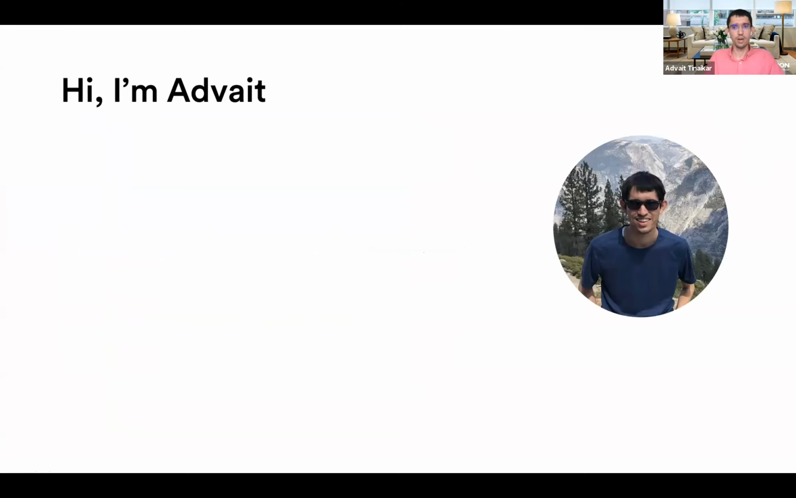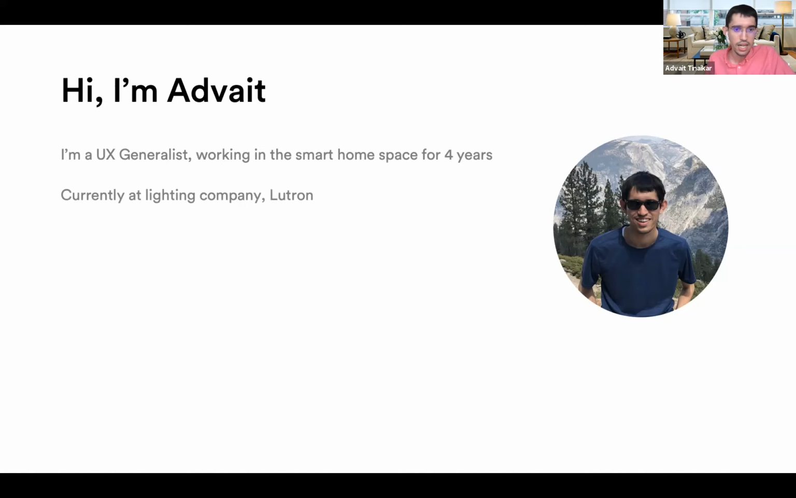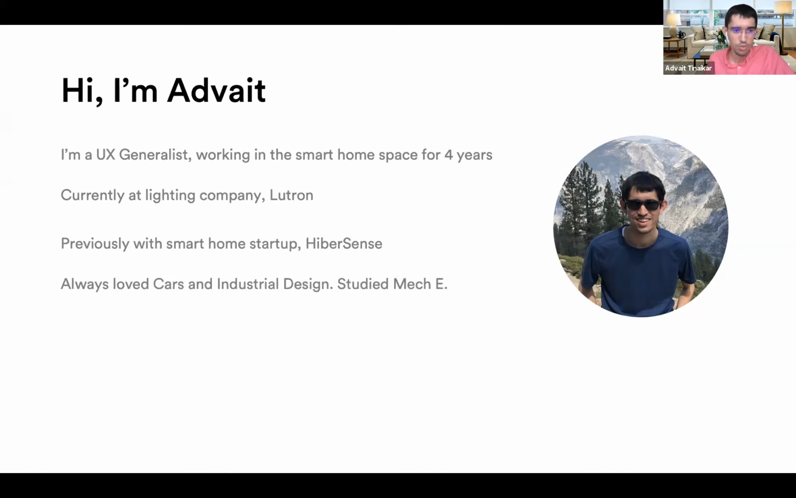A little introduction about myself. So you can see me as a happy camper there with Yosemite in the background. I'm a UX generalist, have had the opportunity to lead both research and interaction design projects over this past 4 years. And primarily, I've had the opportunity to work in the smart home and IoT space, currently at lighting company Lutron, where we build a range of smart dimmers and smart lights, and previously had a short stint at a smart home startup called Hypersense, which was reimagining and reinventing HVAC systems in homes.